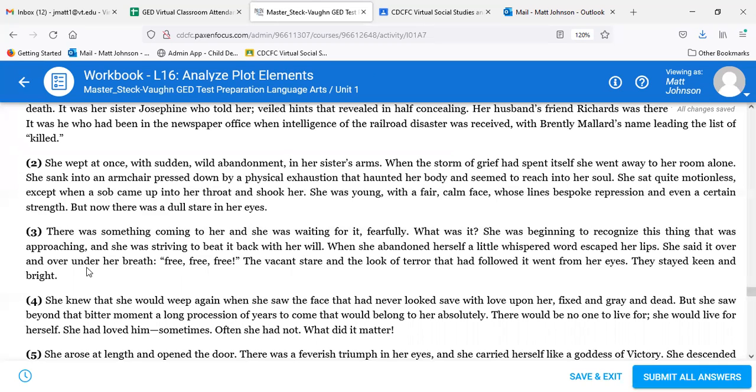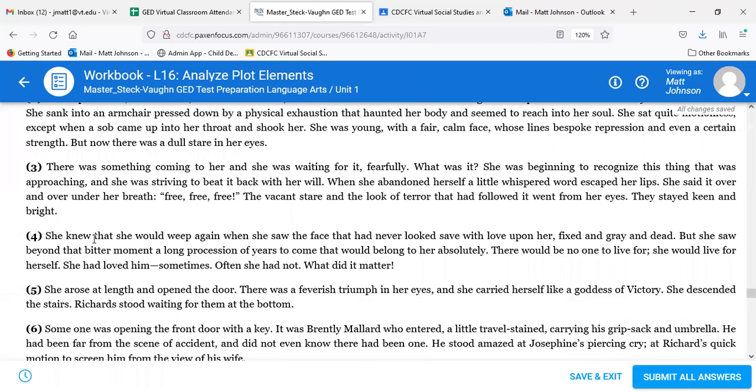Okay. Paragraph 4. She knew that she would weep again when she saw the face that had never looked save with love upon her, fixed and gray and dead. But she was beyond that bitter moment, a long procession of years to come that would belong to her absolutely. There would be no one to live for. She would live for herself. She had loved him sometimes, often she had not. What did it matter?